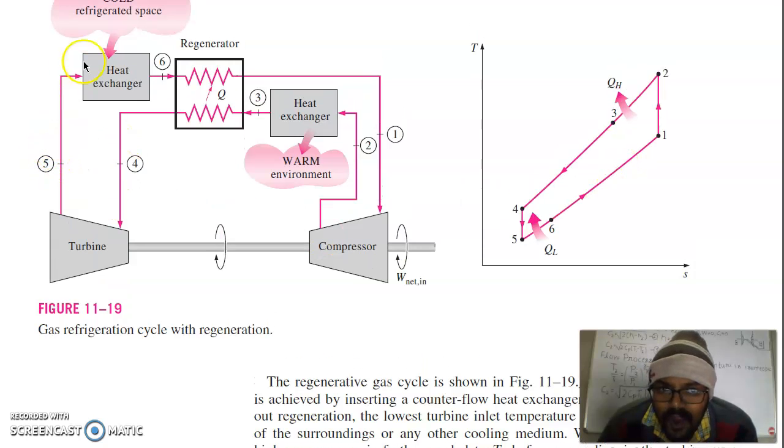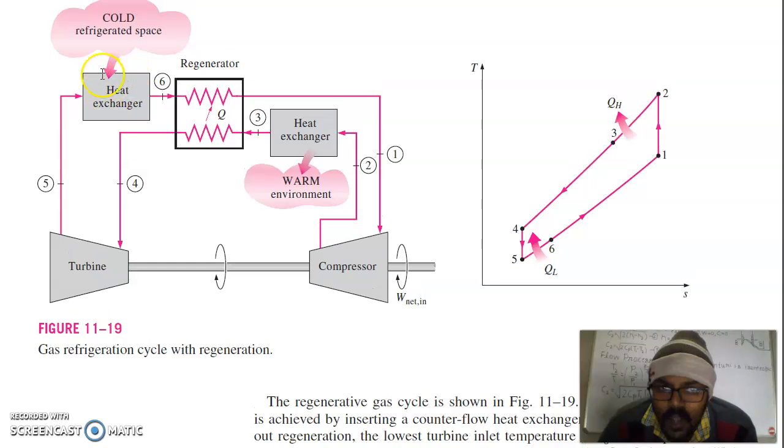Now from 5 to 6 is the heat exchanger, which produces the refrigeration effect by taking heat from the cold space. So from 5 to 6 heat is taken from the cold space, that is QL, and from 6 to 1 the gas is further heated by the heat taken in the regenerator, and then the cycle is completed and this process goes on.